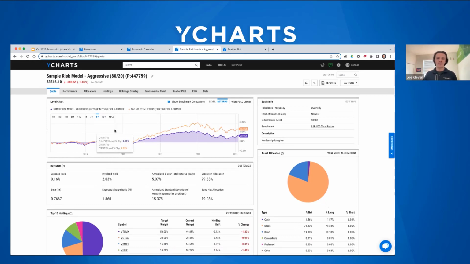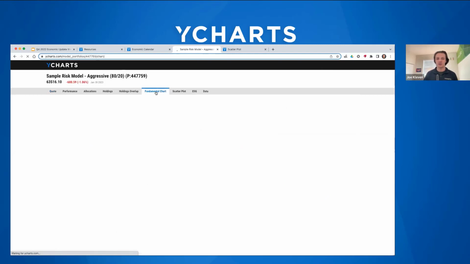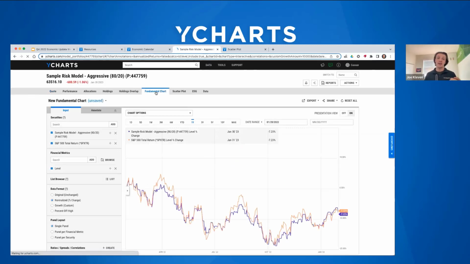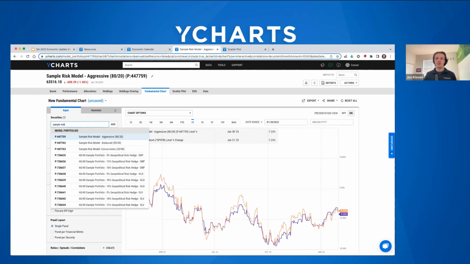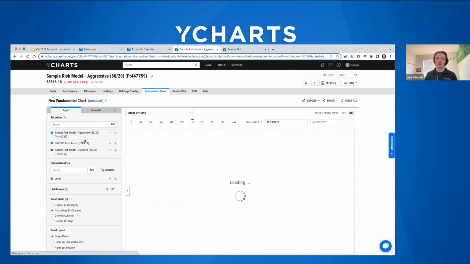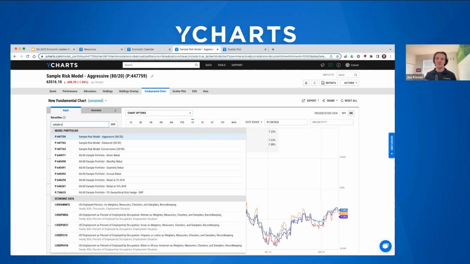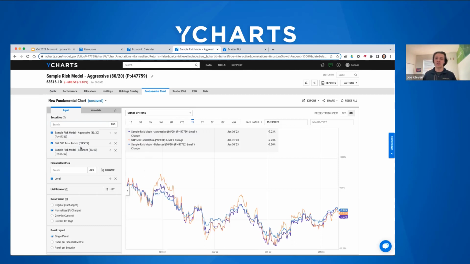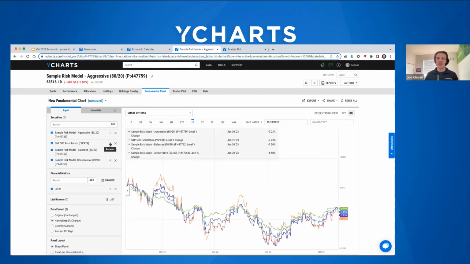There's certainly a lot of tabs we have here, ranging from holdings overlap to ESG data and everything in between. If we want to create a chart, all we have to do is click fundamental chart, and this will bring us right into the fundamental chart tool actually. And from there, you can go over to the securities tab, type in any other portfolio, security, fund, whatever you have, and it'll populate on this chart in just a couple clicks and almost instantaneously.